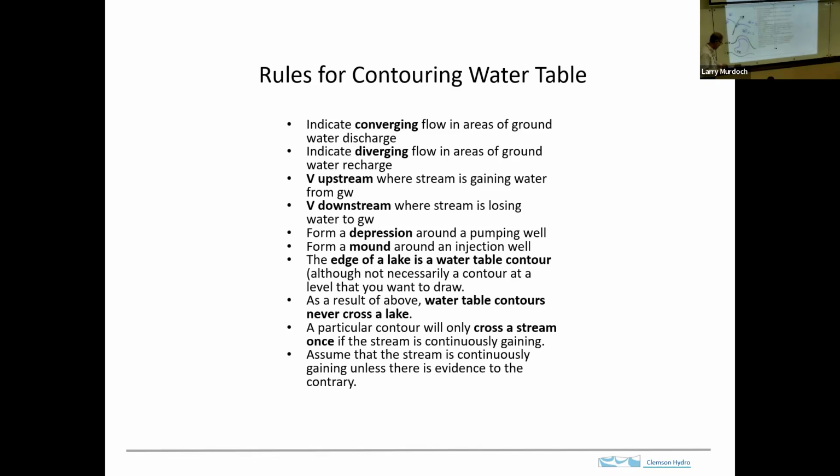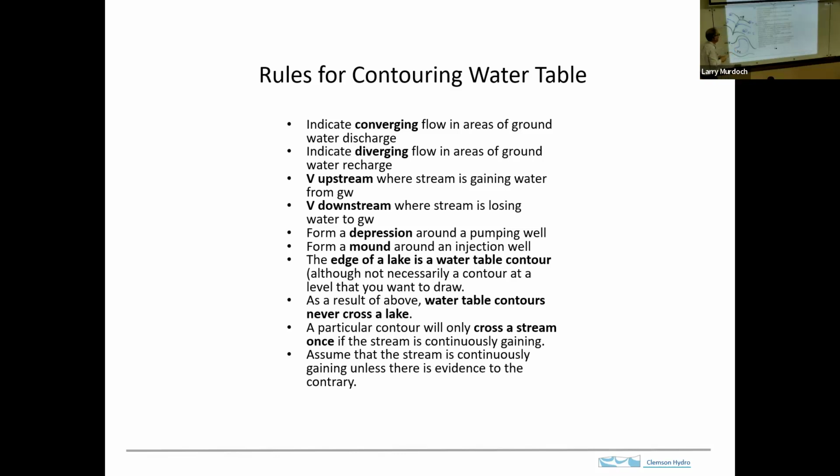Also, when you have a stream, for the most part, streams are going to go from high head to low head, right? Like any kind of flow. So if we have a stream that is flowing in this direction, this is high head, this is low head, then the contours are going to cross like this.